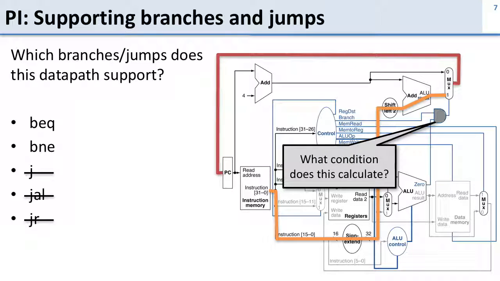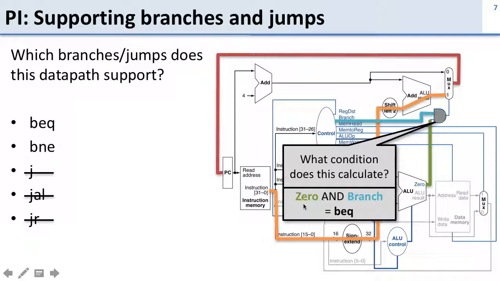To see that, let's take a look at what condition we're calculating. So over here we have an AND gate, and we're calculating the AND of two things. We're calculating the AND of if it's a branch and if it's 0. So this is 0 and branch, and this is the condition for branch equal. We know that they're equal because it's 0 and we have a branch instruction. So in this case, it's not branch not equal, so this is a data path for doing just branch equal.